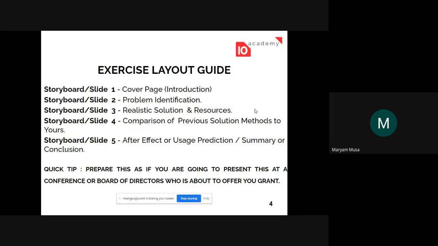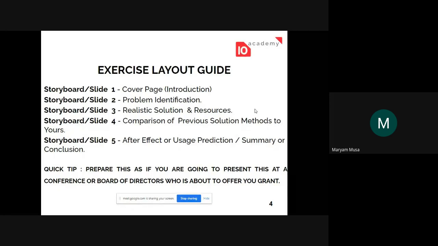I want to believe everyone here, somehow, during their undergraduate years, has come across presentations during their defense or just normal class lectures and all of that. So your cover page should be a simple introduction. Slide two should include problem identification. So you've identified the problem, who is it affecting the most, who has issues the most with this problem.